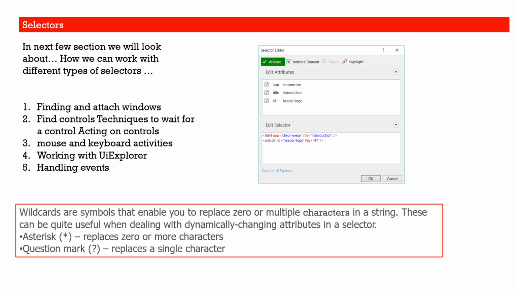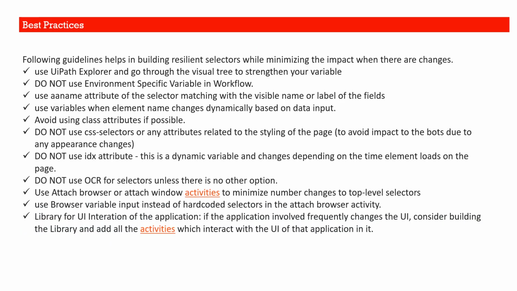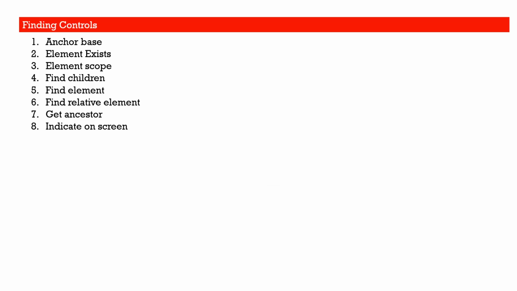Now, as I was discussing, wildcard symbols are also available while building selectors. So we have 2 options available there. One is the asterisk, which replaces 0 or more characters. And then we have the question mark, which replaces a single character, right? With the help of these two, we should be able to deal with dynamically changing attributes of selectors. And I'll showcase that in the example. And then after this, we'll also discuss some of the best practices that we need to follow. So I'll come back to this slide once we are done with the example in UiPath Studio.